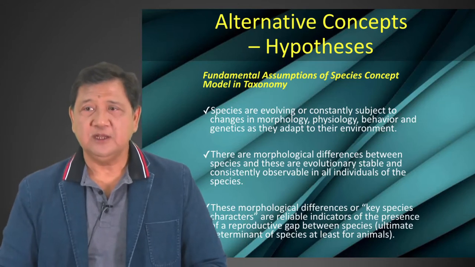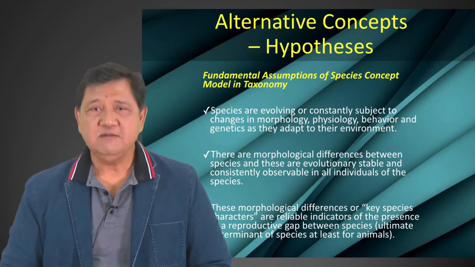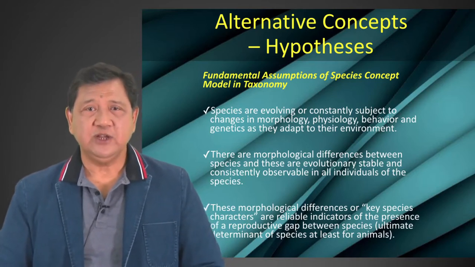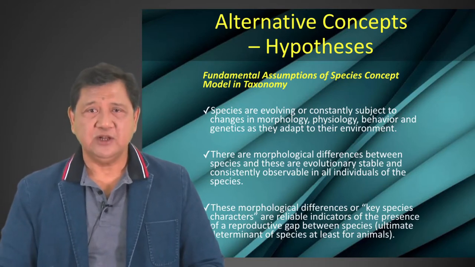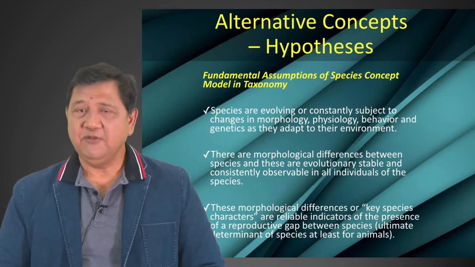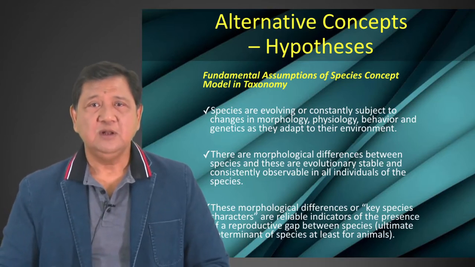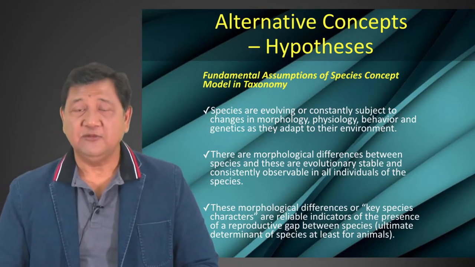What are the fundamental assumptions of the species concept model in taxonomy? Okay. First, species are evolving, or constantly subject to change in morphology, physiology, behavior, and genetics, as they adapt to their environment. There are morphological differences between species, and these are evolutionarily stable and consistently observable in all individuals of the species.